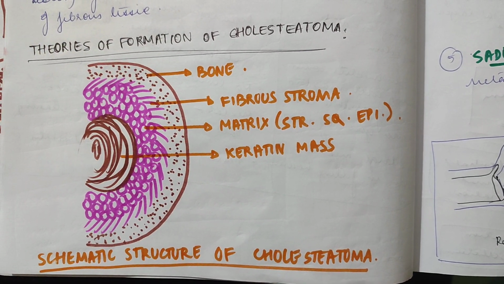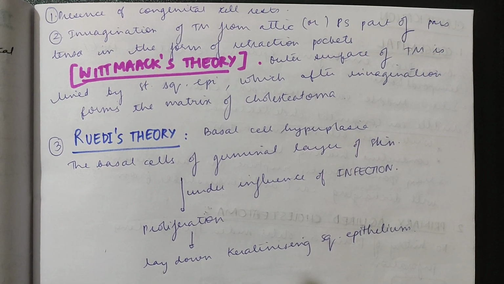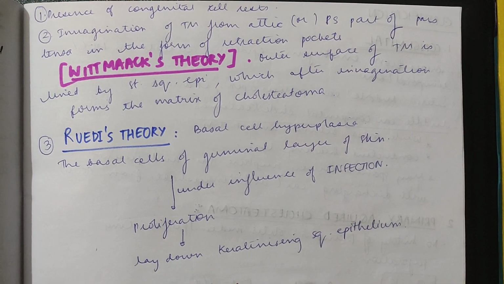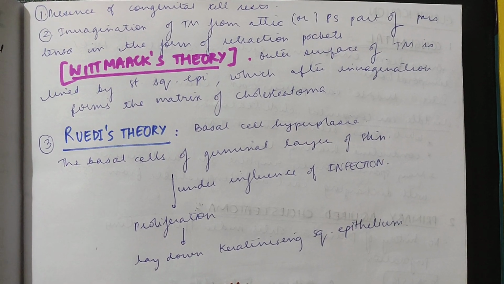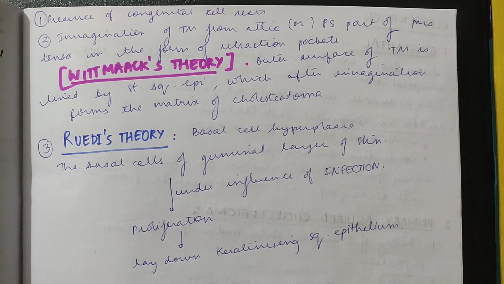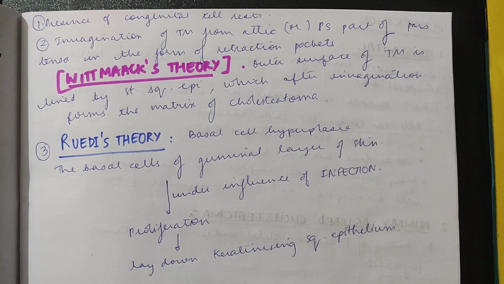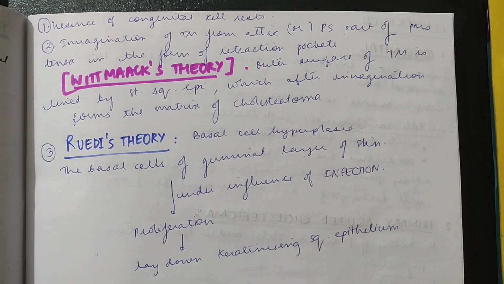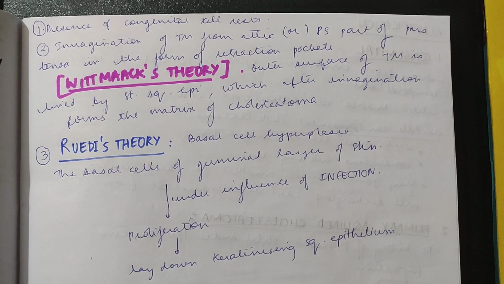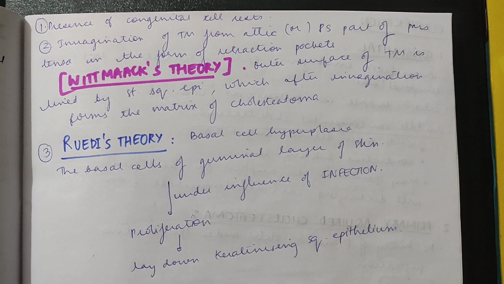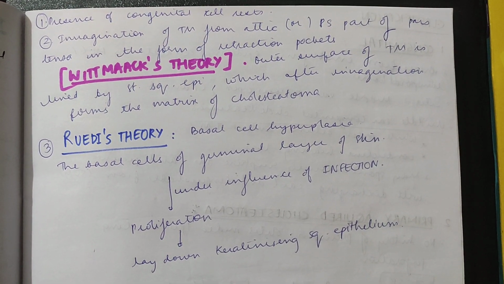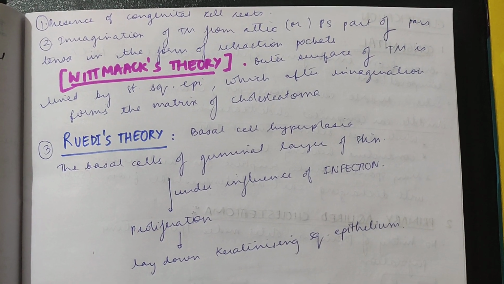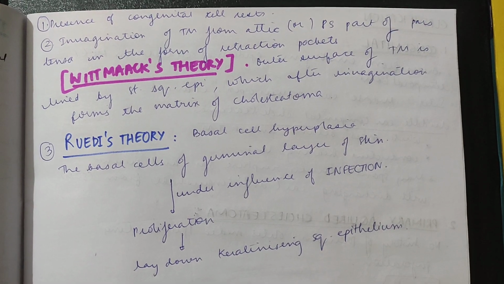fibrous stroma. Moving on to the theories of formation of cholesteatoma, the first theory is the presence of congenital cell rests. Second theory is Wittmaack's theory. According to this theory, the invagination of the tympanic membrane, either from the attic or the posterior superior aspect of the pars tensa, will form retraction pockets. And now the outer surface of the tympanic membrane is lined by stratified squamous epithelium, which we already know, and that will be forming the matrix of cholesteatoma.